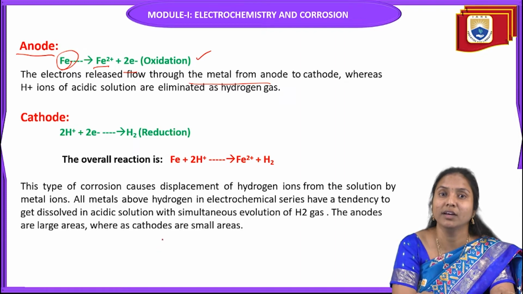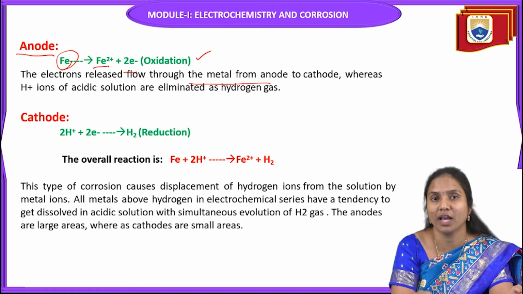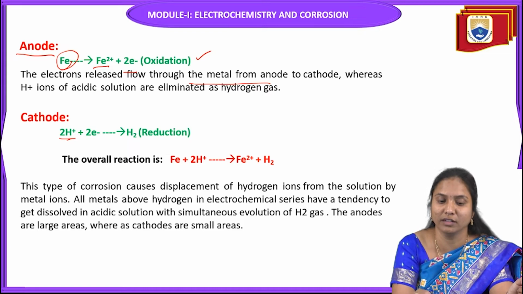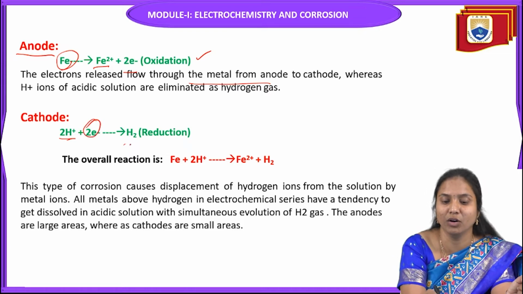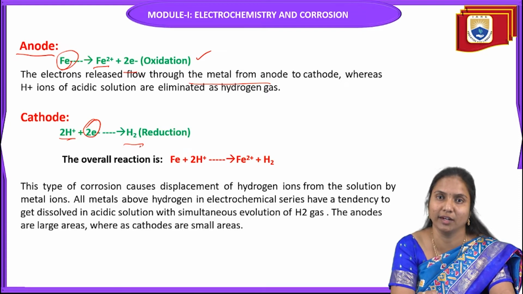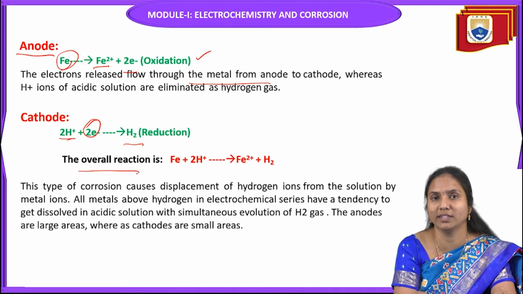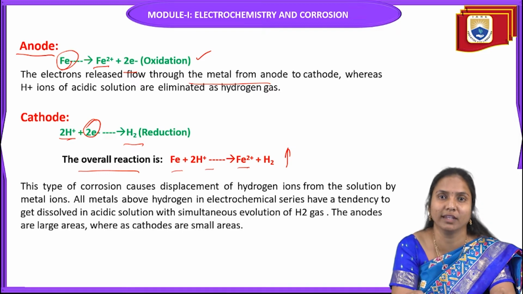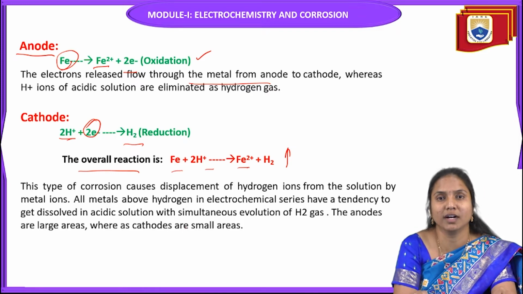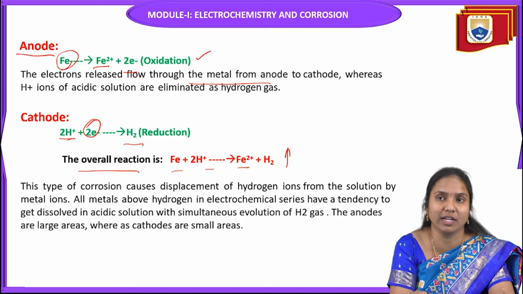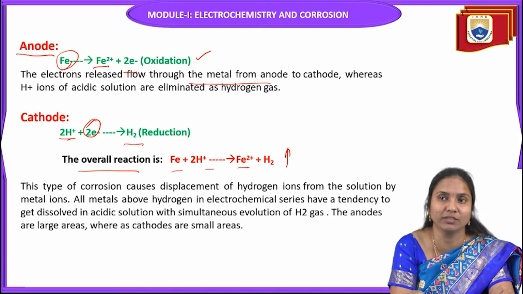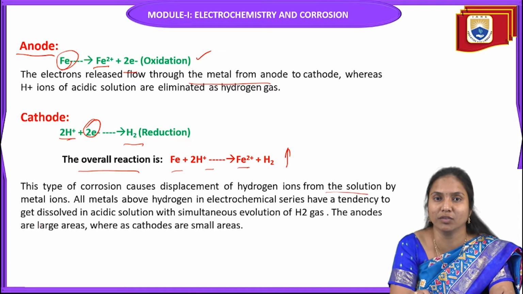At the cathodic area, H+ ions from the acid solution gain 2 electrons and evolve hydrogen gas. The overall reaction is Fe + 2H+ gives Fe2+ and hydrogen gas, evolved at the cathodic area. This type of corrosion mainly causes displacement of hydrogen ions from the solution by metal ions.